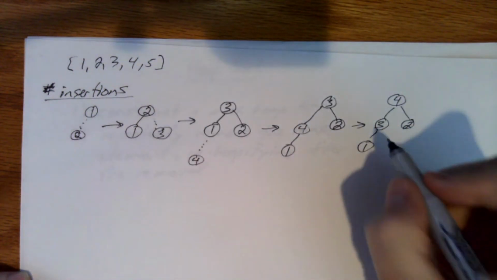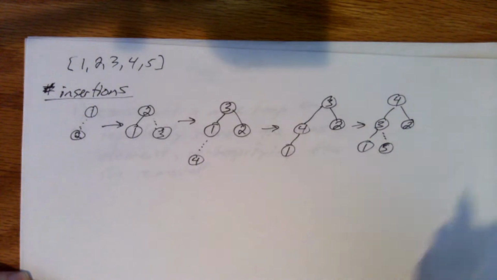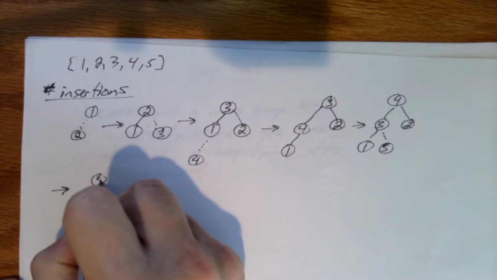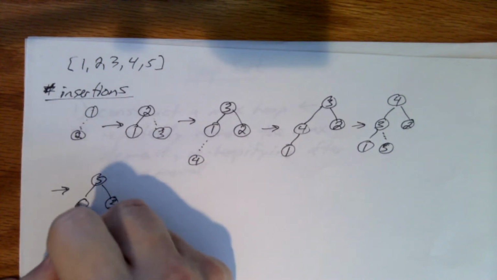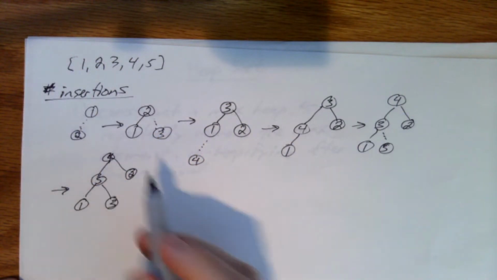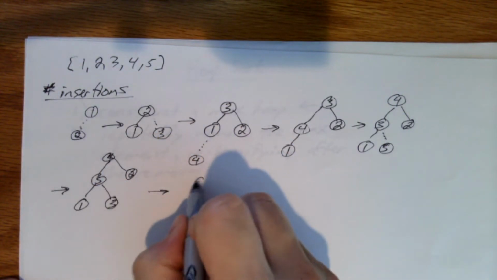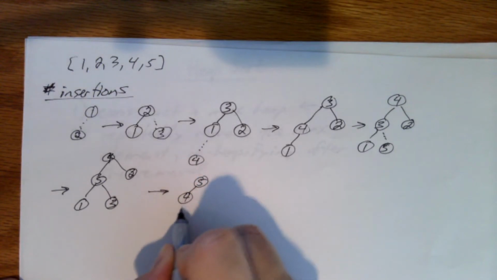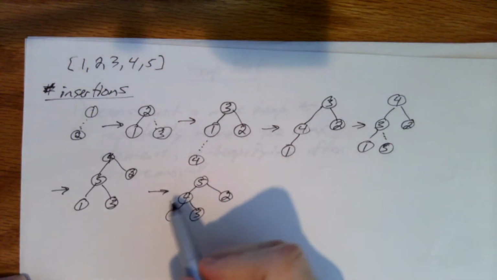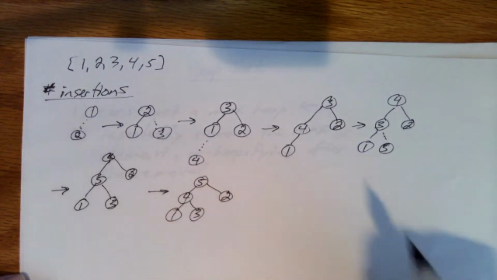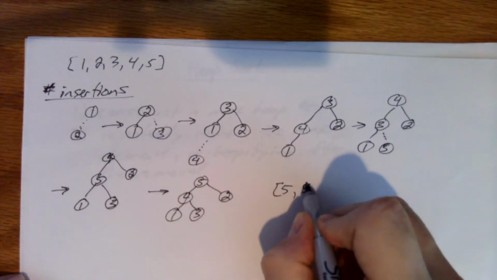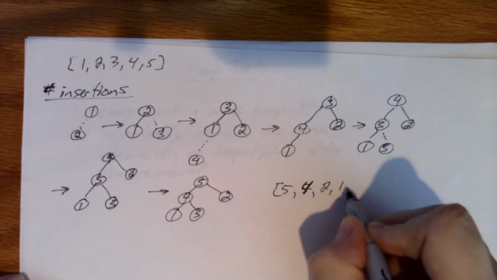And now we want to add the 5, it goes right here, check the heap property, it's violated. So we swap 5 and 3. Check the 5 and 4. The heap property is violated, so we swap the 5 and the 4. And this is our final heap. And that leads to the array 5, 4, 2, 1, 3.